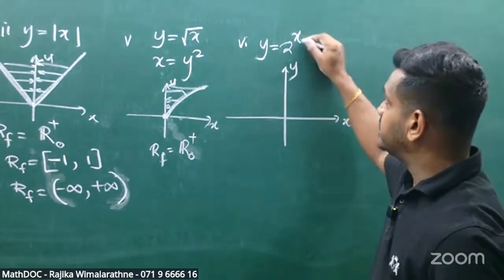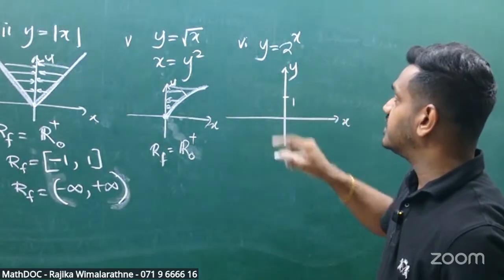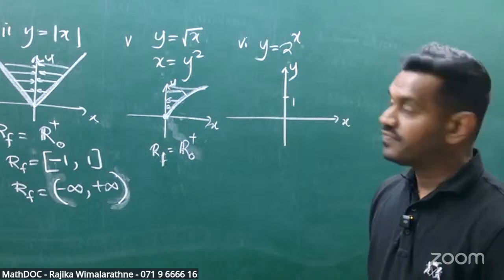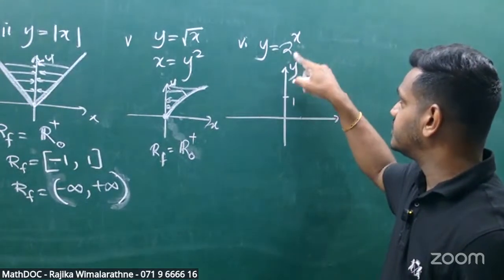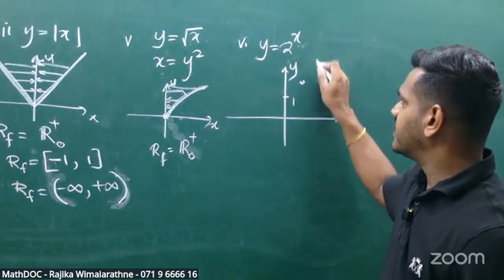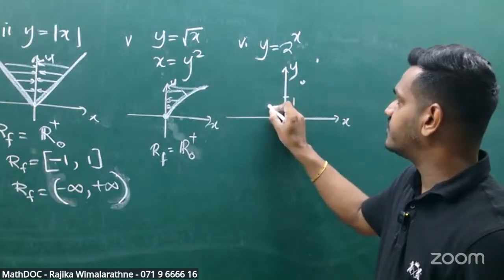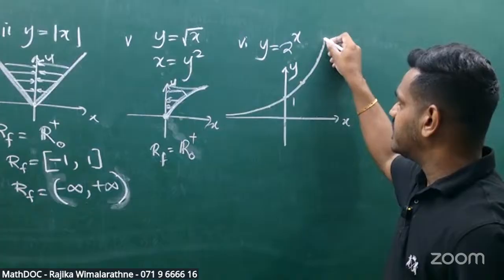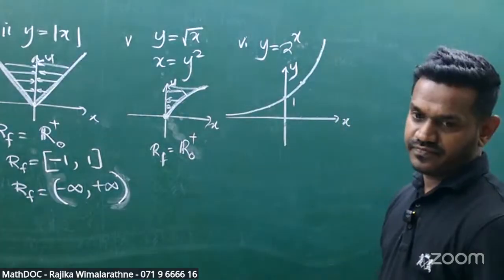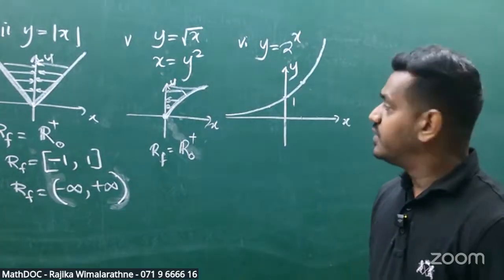Here put x equals 0. When x is 0, 2 to the power 0 is 1, so it passes through 1. When x equals 1, 2 to the power 1 is 2. When x equals 2, 2 to the power 2 is 4. When x equals minus 1, 2 to the power minus 1 is 1 over 2, half. Then it goes like this. Here is the y equals 2 to the power x graph.